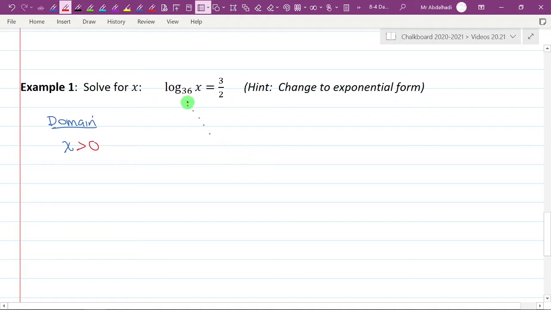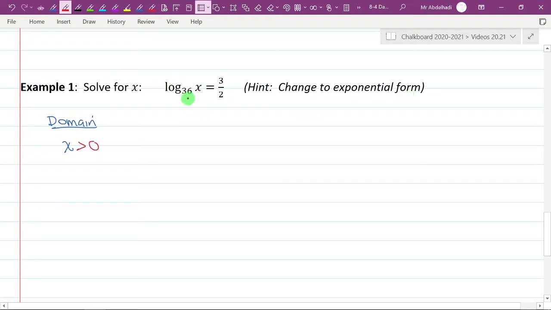Now, this is a log base 36. We can't do anything by hand with a log base anything except for 10. Well, we can do it with a calculator, but this is a non-calculator section. So even if you had a base 10 log, you're still doing it by hand. So what do we do here? We can't really do a log by hand, like I said. So what do we have to do here? Well, we're going to change to exponential form and see if it's possible to solve it that way.